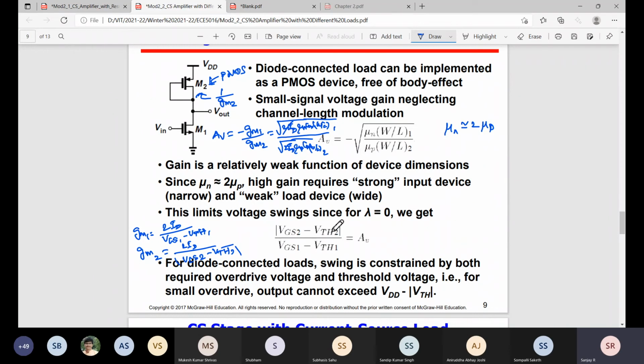Fine. So you know, if you want more gain, you have to increase VGS minus VTH. If you increase VGS minus VTH, the swing will be limited. If you want more gain, the swing will be limited. That's the disadvantage here. This limits the voltage swings. Okay, so that's the thing.